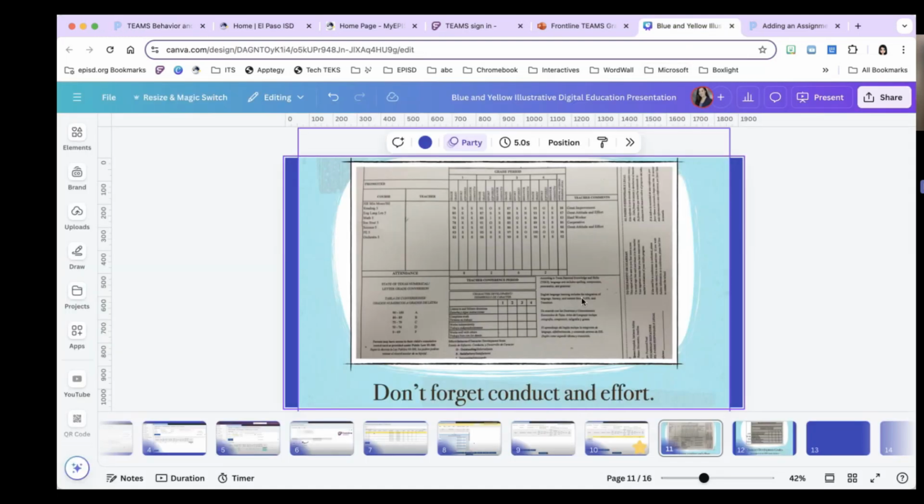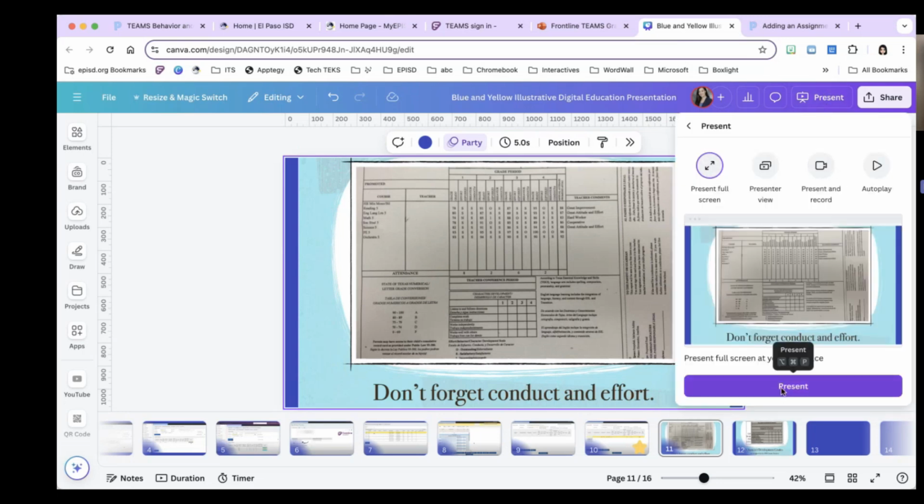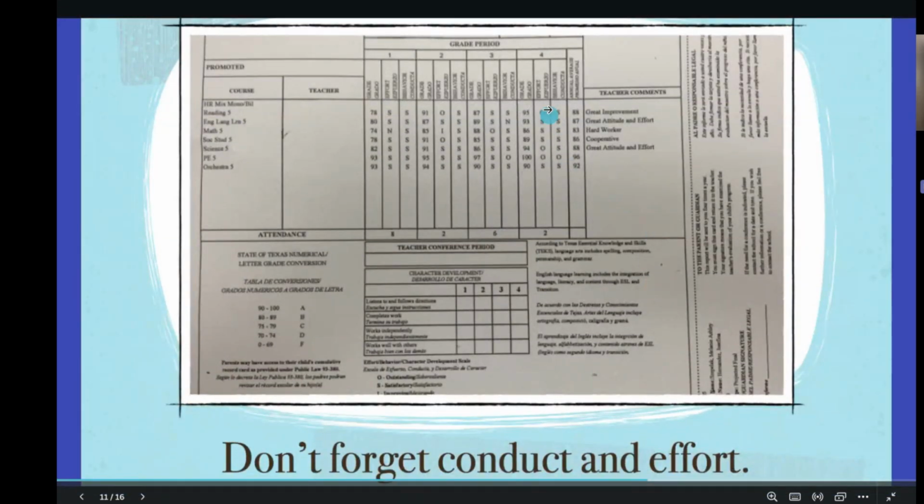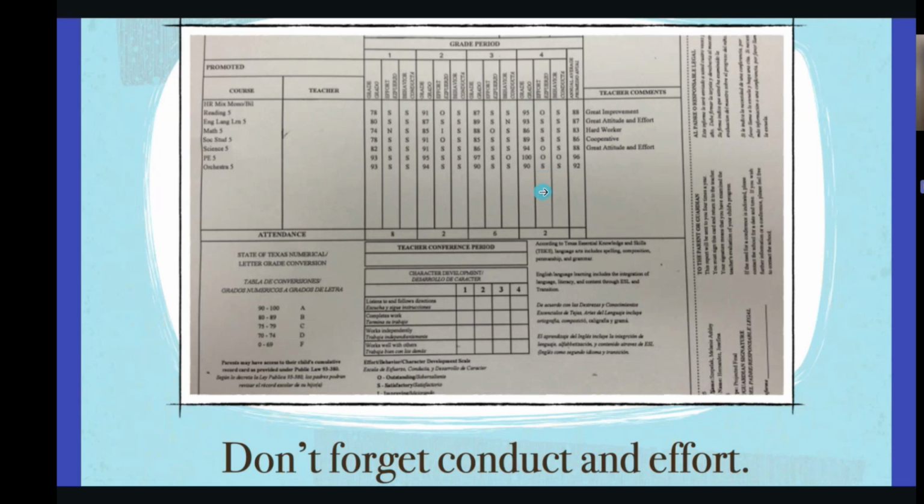So this is an elementary report card, and I'm going to present so you can see what it looks like. Basically, on an elementary report card, there is an effort and a behavior section. If you're dropping those in, that's where it's going to populate on the report card. If you don't, they're going to be empty, right? And if you have teacher comments, there's going to be a section for teacher comments that would populate here.